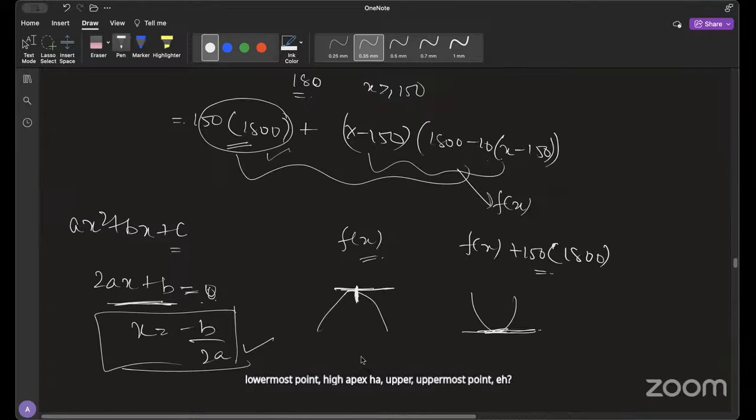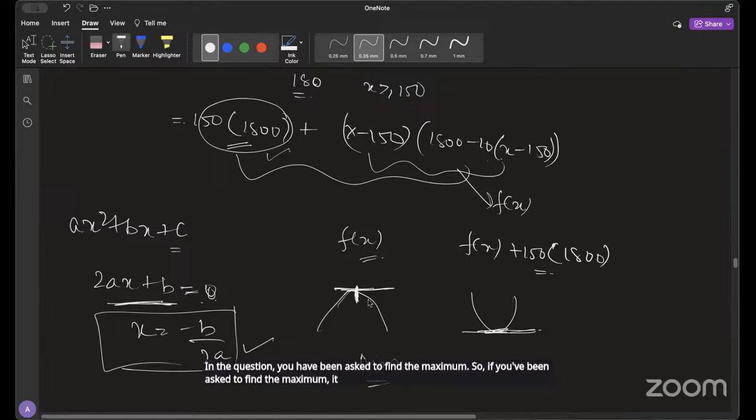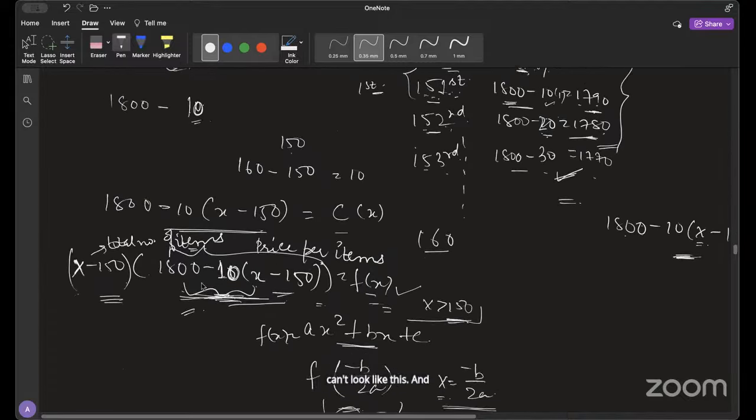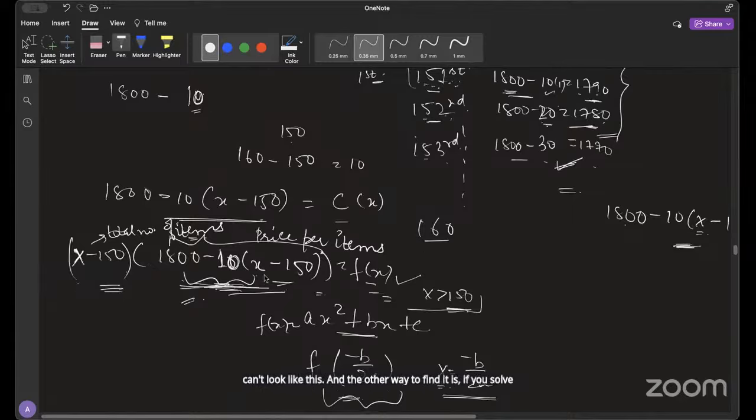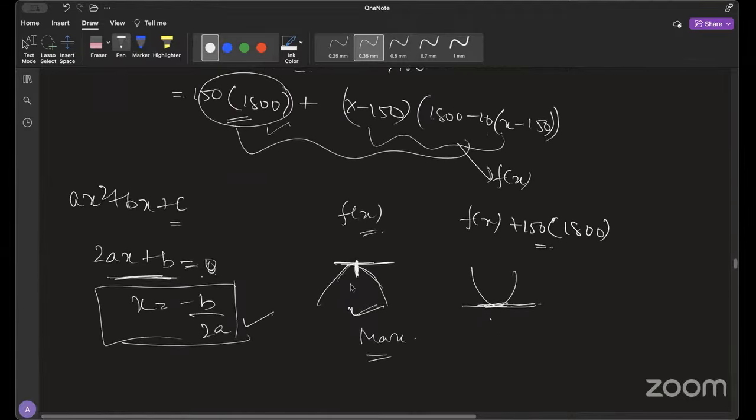In the question, you have been asked to find the maximum. So if you've been asked to find the maximum, it's definitely this point. Like this. It can't look like this. And the other way to find it is, if you solve this entire thing, the coefficient of x squared will be negative. That way you know that it opens downwards. So it will have a maximum.